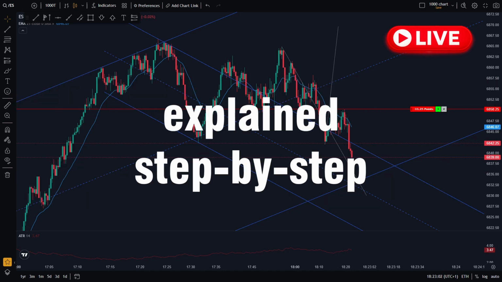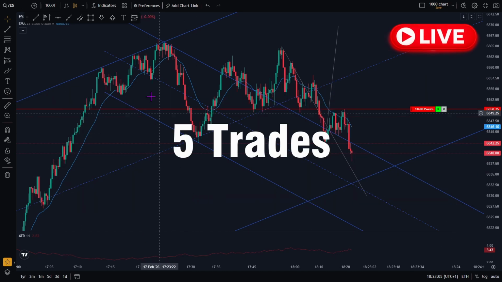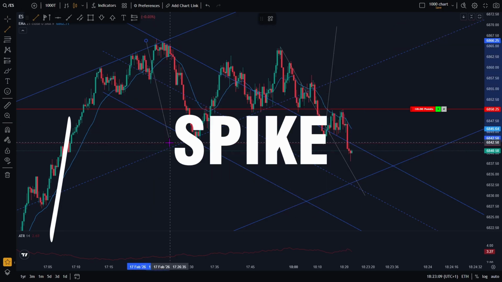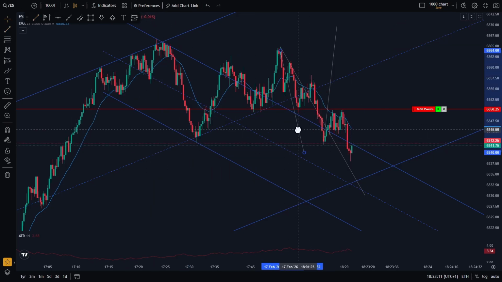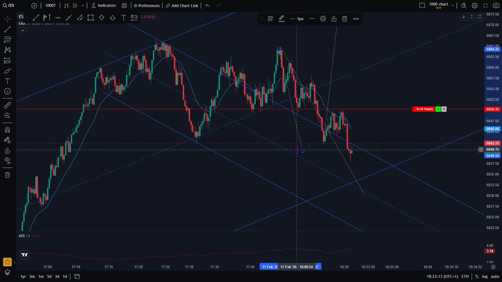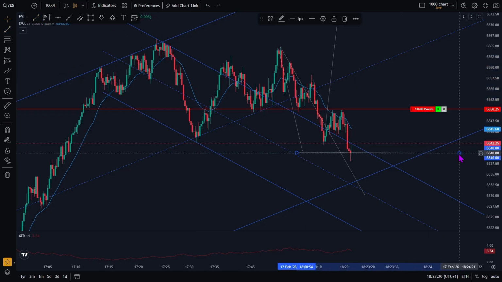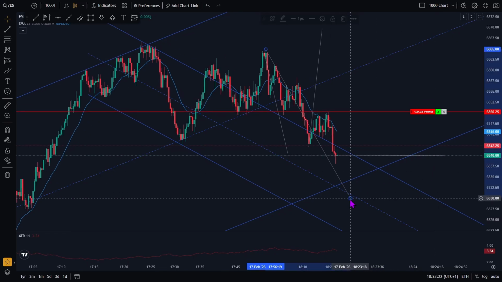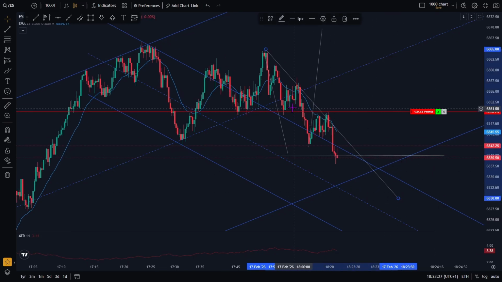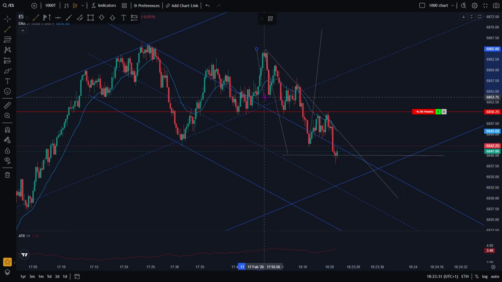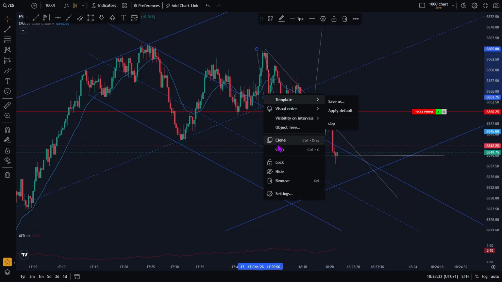Now we have a two-legged pullback, and you can see that here we had a huge run up, and you can see here that the second measure move is finished. And now the only thing which is on our way back up is this trend line. So now we could analyze the smallest measure moves.